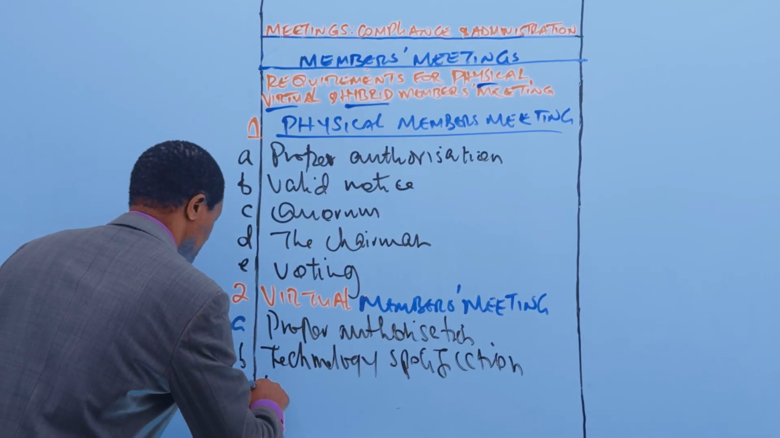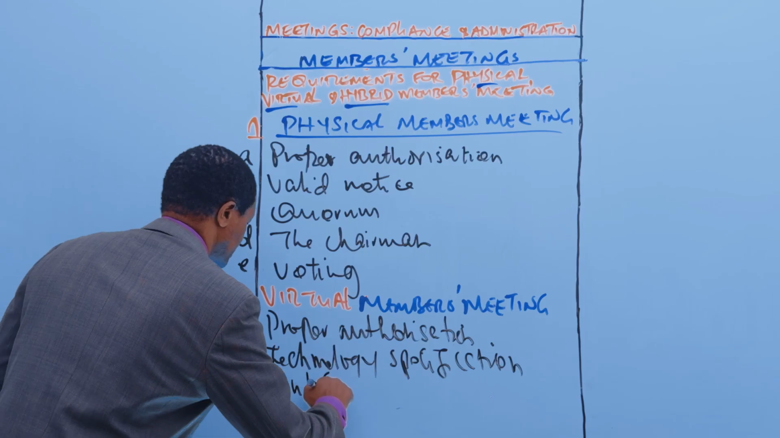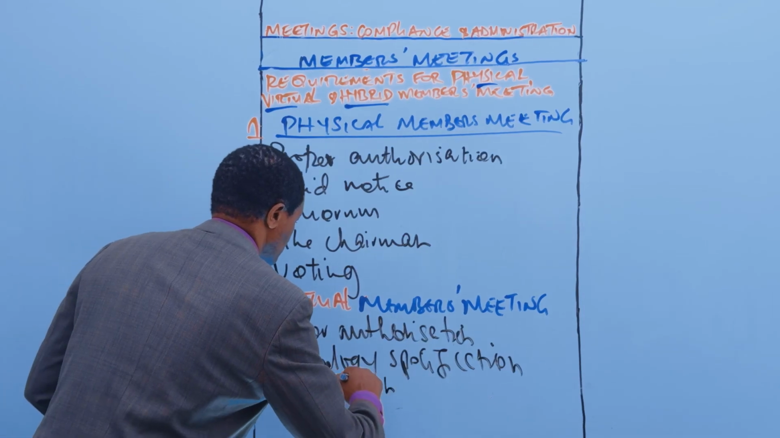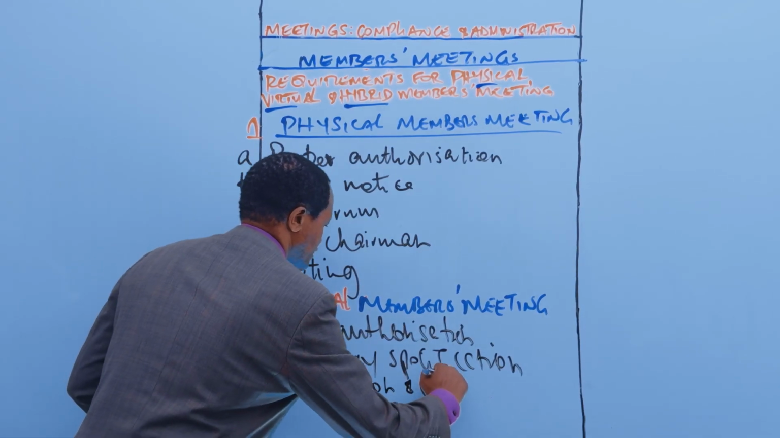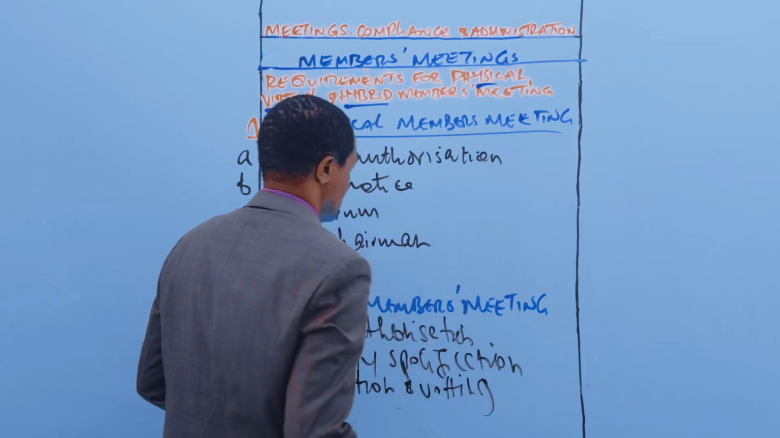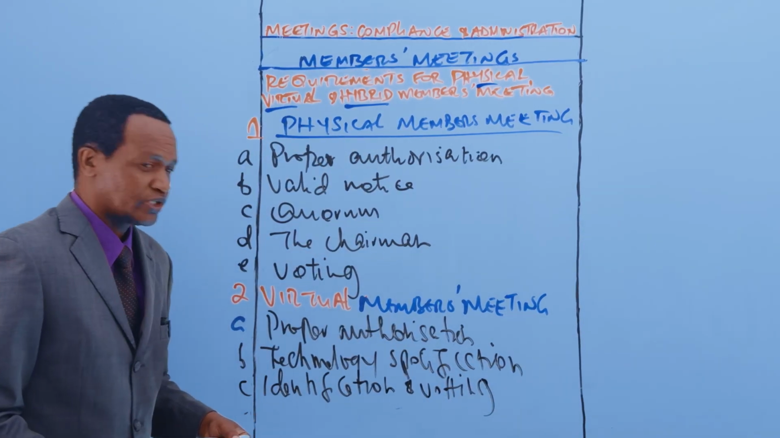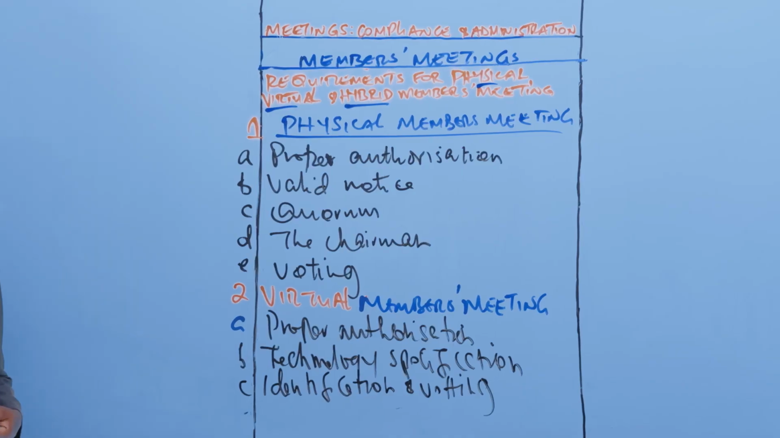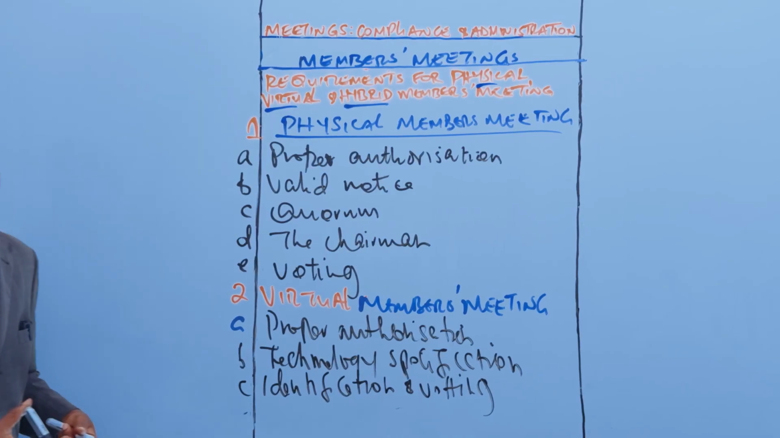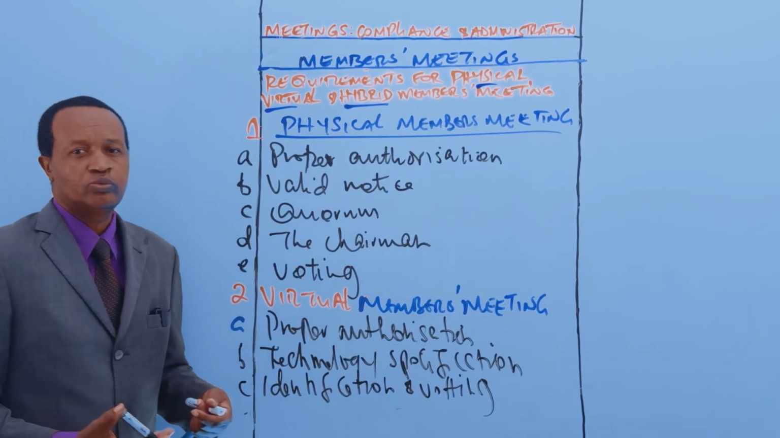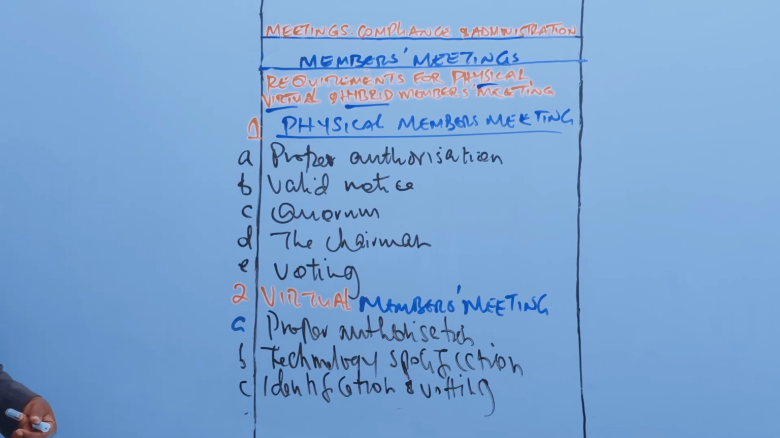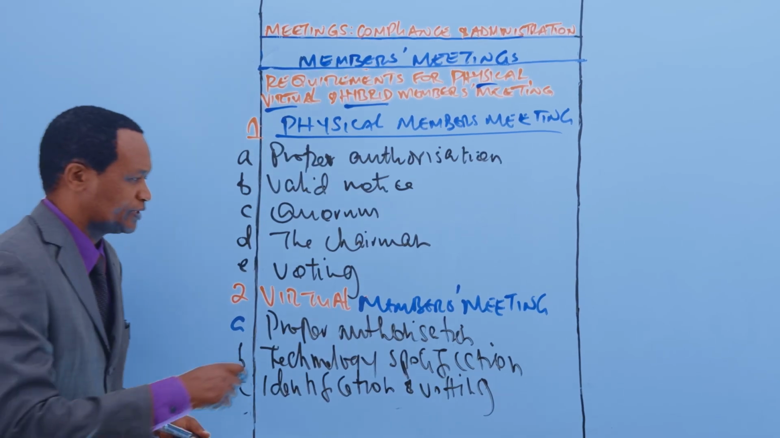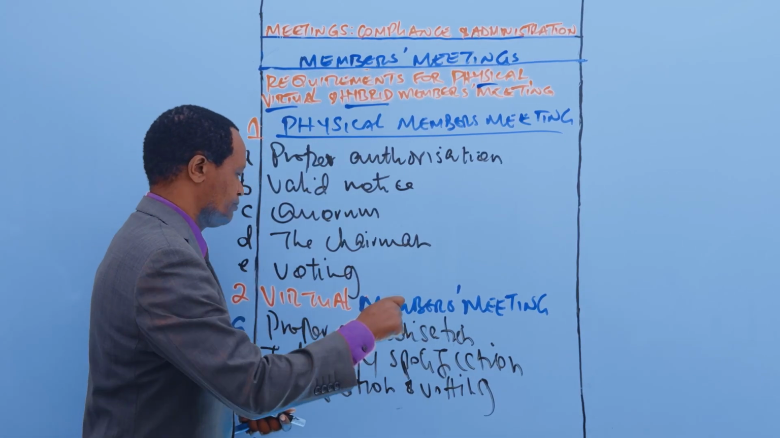Number 3, identification and vetting. Another requirement is in relation to identification and vetting. The secretary must have a system to verify the identity of members before they enter the virtual room. That is to ensure only valid shareholders are participating in a virtual members meeting.